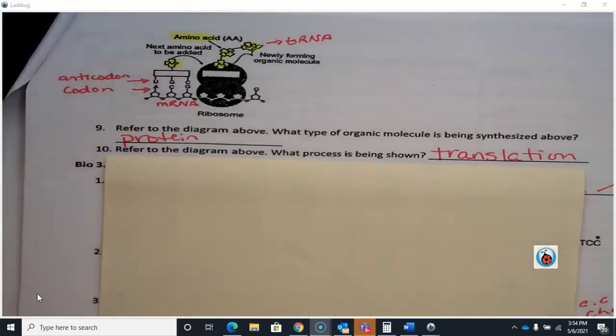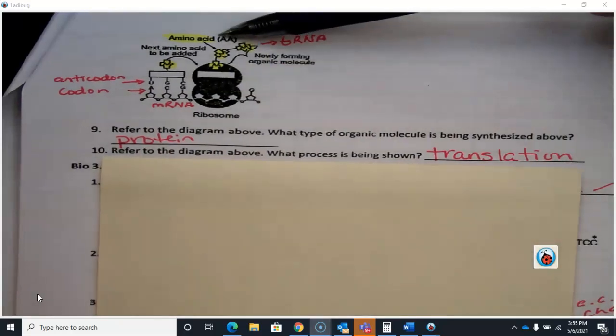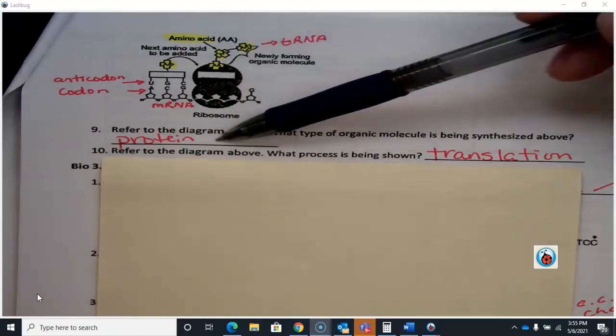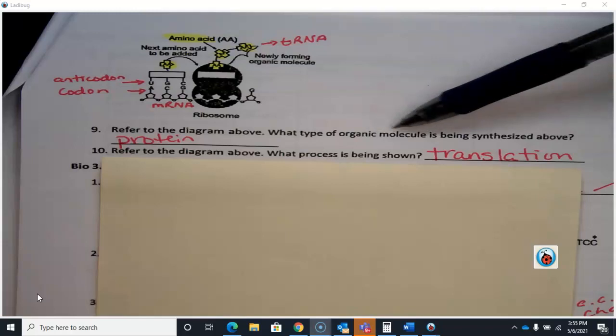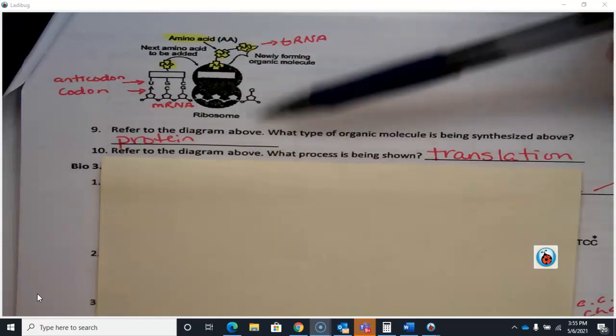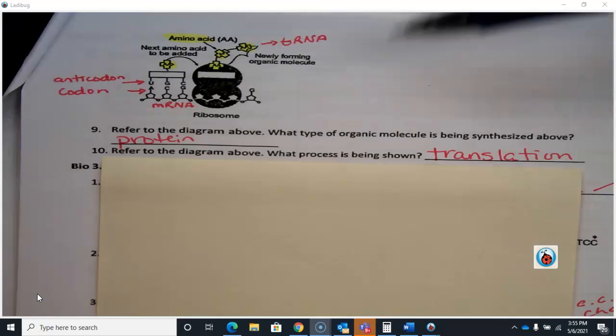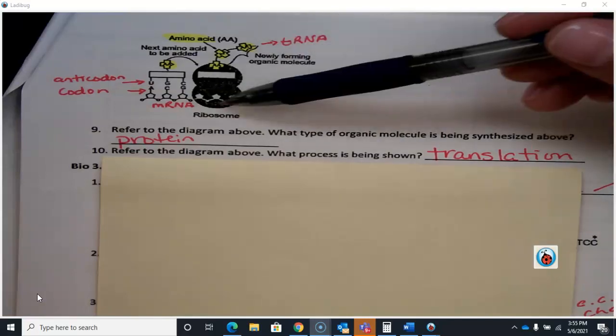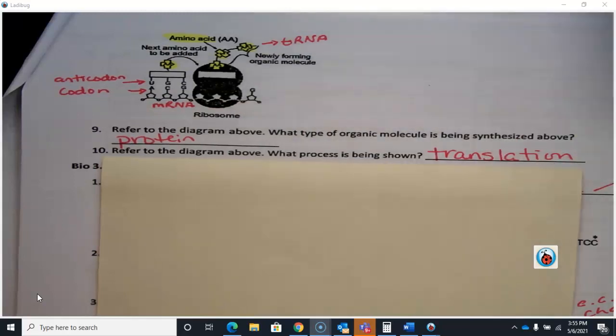So in question number 9, it says, refer to the diagram above. What type of organic molecule is being synthesized? Okay, well, I'm joining amino acids. What organic molecule is made up of amino acids? Protein. So protein is the type of organic molecule. Remember, proteins are made up of amino acids. Again, refer to the diagram above. What process is being shown? This is the process of translation. The making of a protein from mRNA is translation.